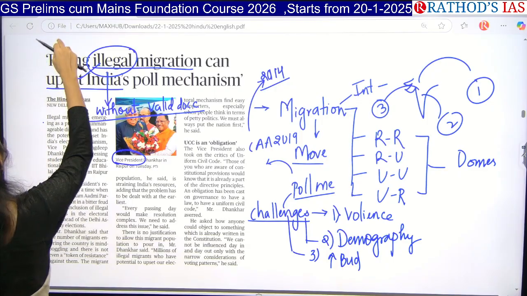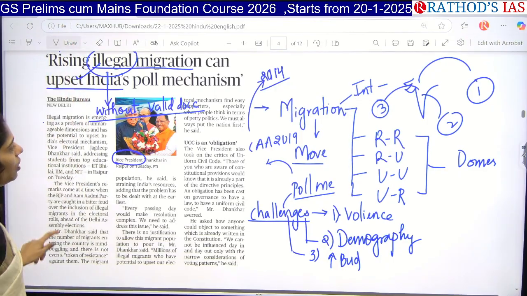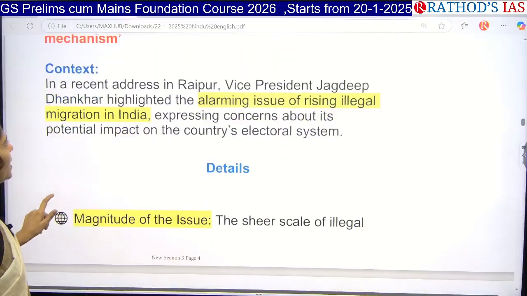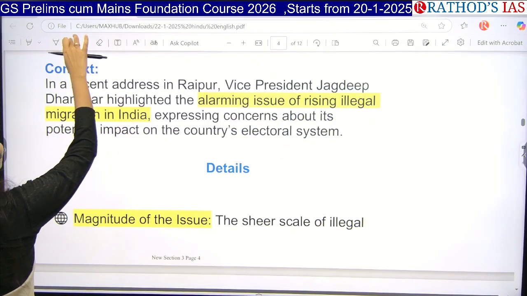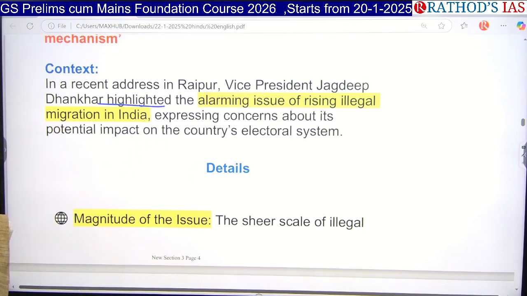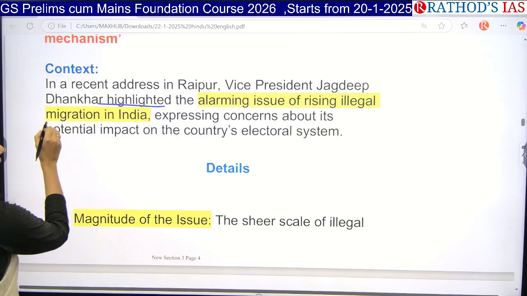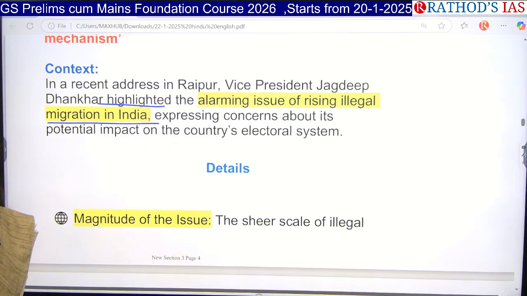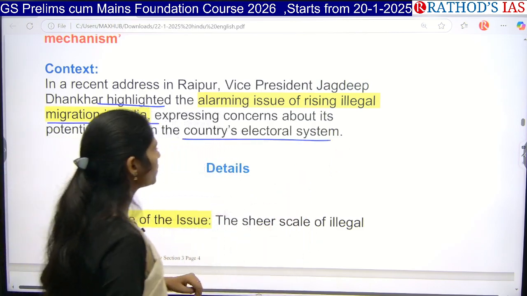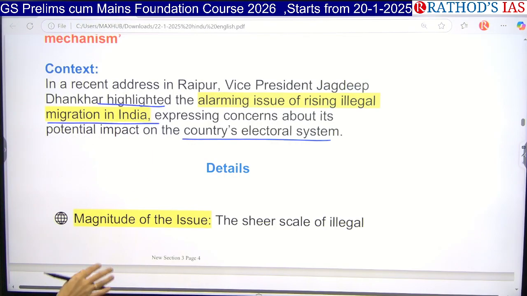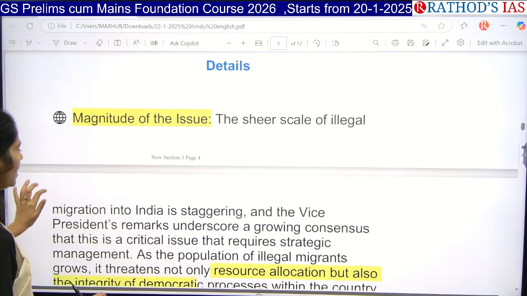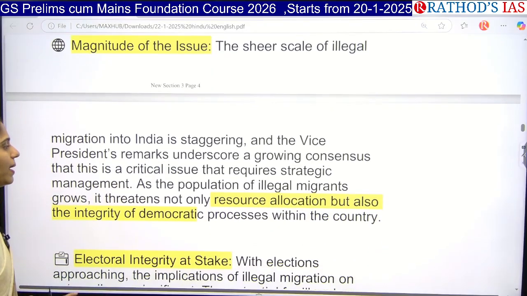Now let us see this article in detail. Let us see what the challenges are which are given here clearly. In a recent address in Raipur, our Vice President highlighted the increasing issue of rising illegal migration in India. He said that because of this illegal migration, it is also having an impact on the electoral system of our country. The first important point focused on in this article is the huge scale of illegal migration.